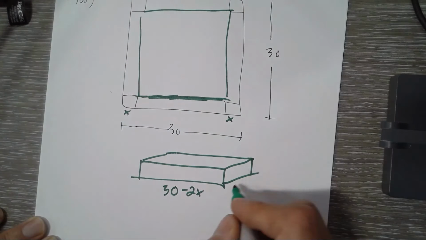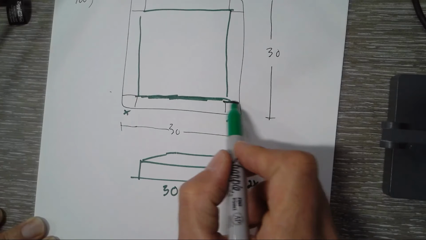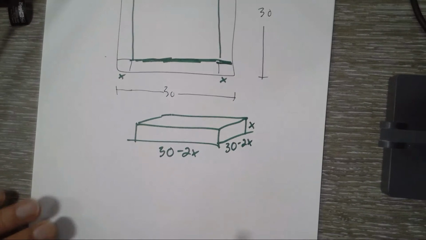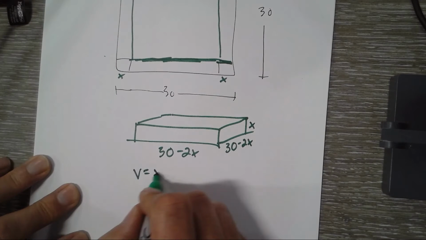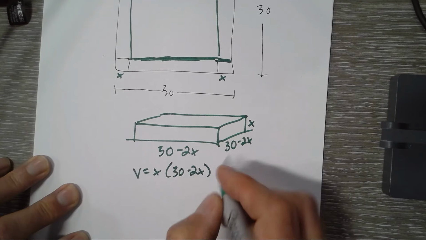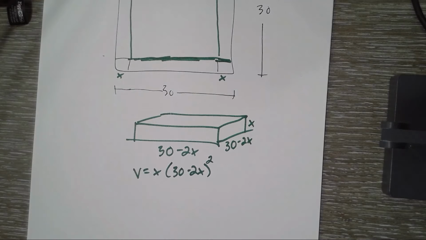This is 30 minus 2x, and then the height of our box is this distance right here, which is just x. So our volume is x times 30 minus 2x times 30 minus 2x, so x times 30 minus 2x squared. Alright, so what are we supposed to do here? Express the volume V of the box as a function of x. So we just did that.